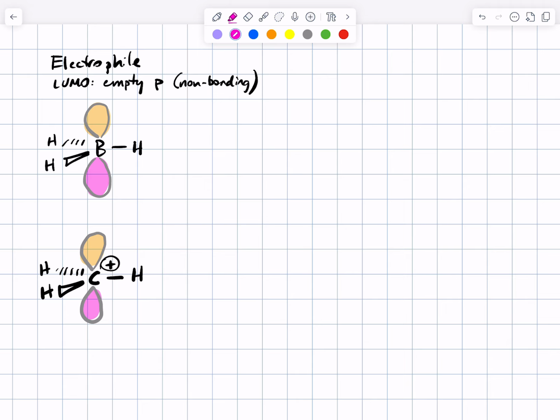Yes? How do you know if it's going to be hybridized? A p orbital is, by definition, not hybridized. It wasn't involved in the sp2 hybridization.